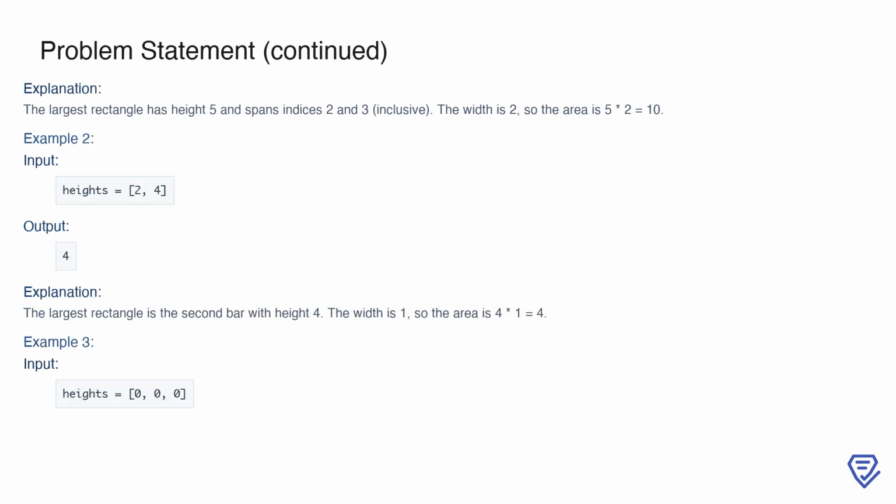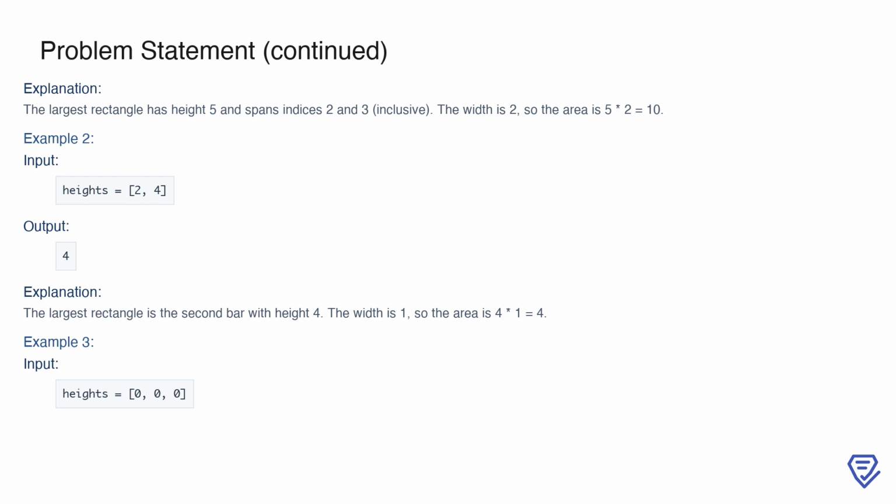Looking at the first example, when the input is heights equals 2, 1, 5, 6, 2, 3, the largest rectangle has a height of 5, which spans from index 2 to index 3. Since the rectangle spans 2 bars, its width is 2. Multiplying the height by the width, we get the area as 5 times 2, which equals 10.